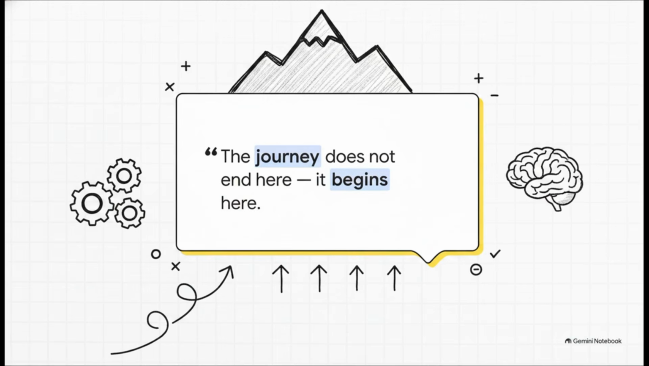The journey does not end here. It begins here. By understanding gradient boosting, you've really reached the pinnacle of traditional machine learning. By understanding how to learn from mistakes sequentially, combining hundreds of simple helpers into one powerful model, you can achieve accuracy that was once thought completely impossible without deep neural networks. You now possess the foundational knowledge of a machine learning engineer.